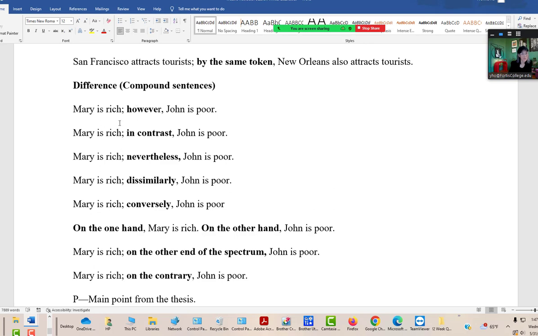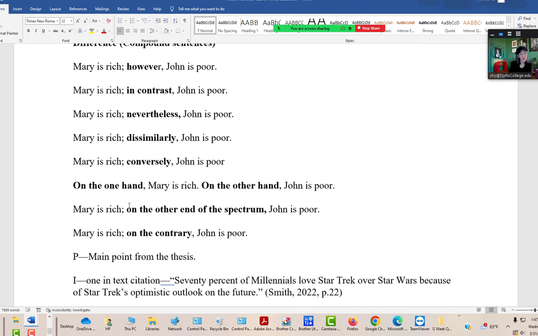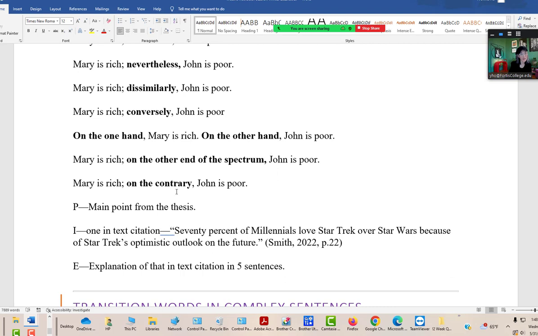So Mary is rich, however, John is poor. Mary is rich, in contrast, John is poor. These are all different ways of saying but. So instead of saying but, you would say in contrast, nevertheless, dissimilarly, conversely, on the one hand, on the other hand. Mary is rich. On the other end of the spectrum, John is poor. Mary is rich. On the contrary, John is poor.